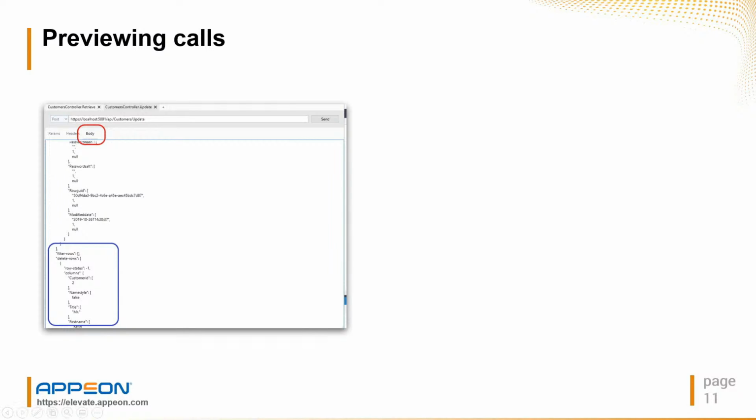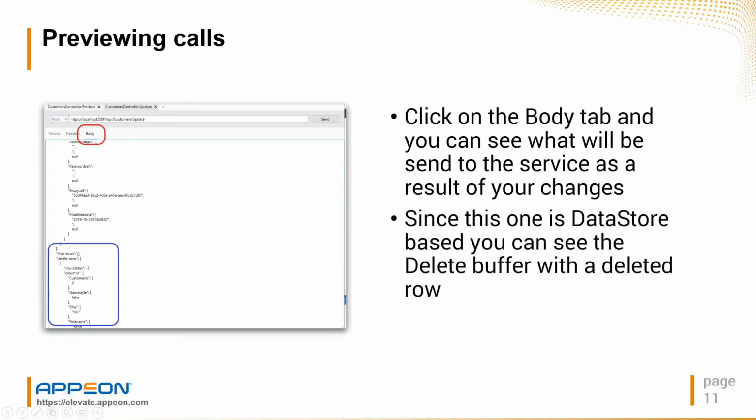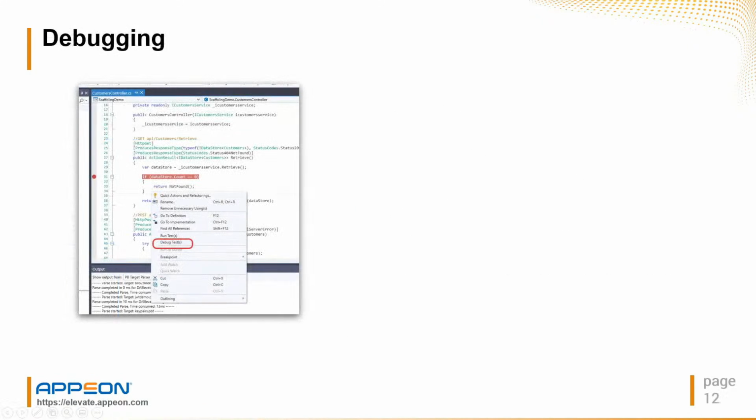So this is, by the way, DataWindow JSON format, so that you can see the stuff like filter rows and delete rows. So in this case, I'm deleting a row, and you can see in the DataWindow JSON format how the delete row is sent back to the web API. And this is before I actually sent it, but then you hit send and off it goes. So that's how you can test your methods. You're working against live data, obviously.